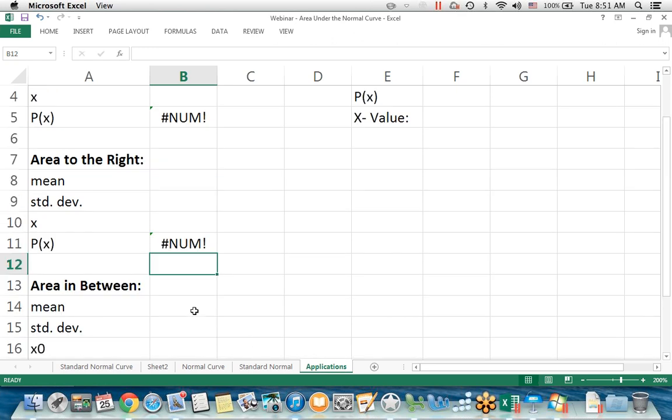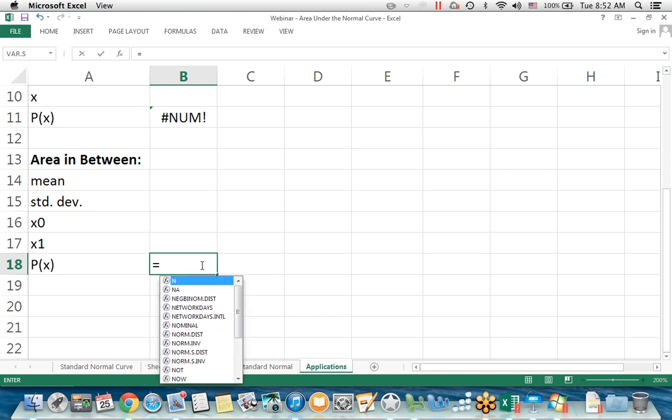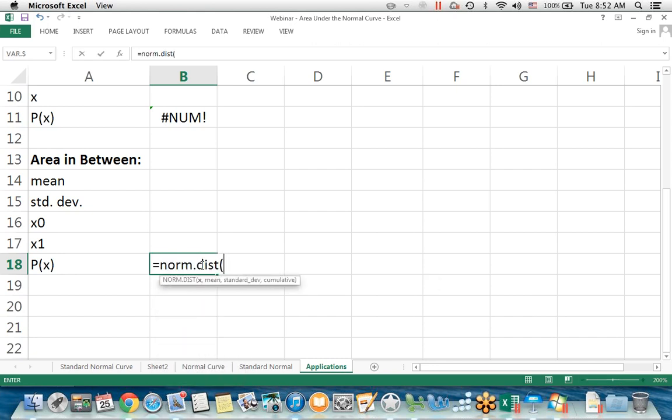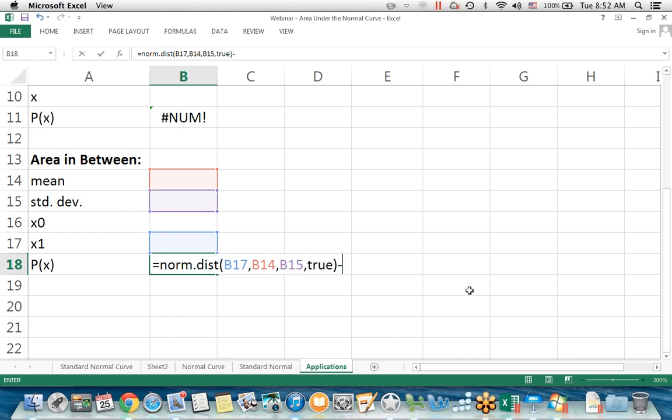The area in between values, again, remember that x0 is the smaller of the two, and x1 we're going to say is the larger of the two numbers. Now that's equal to the normal distribution for x, the mean, standard deviation, and true, and then minus the normal distribution, x for the smaller of the two, the mean, again, the standard deviation, again, and true, and close.